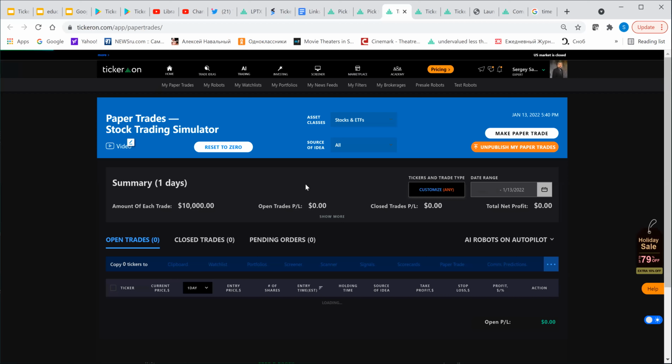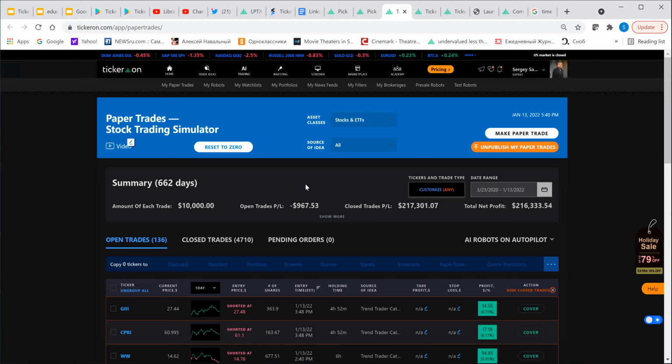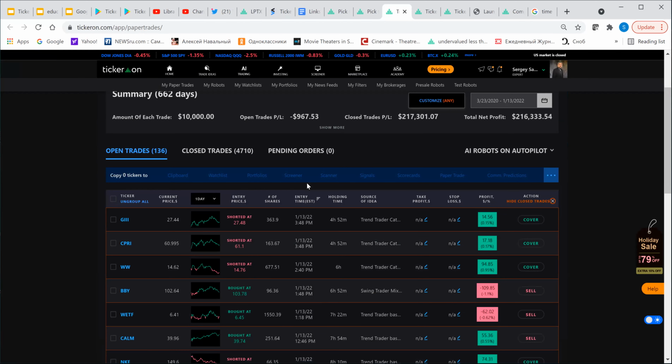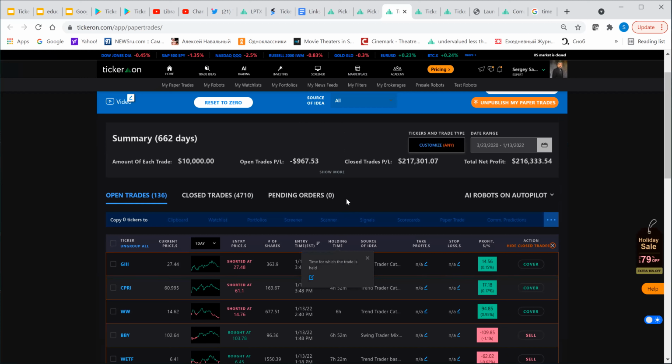Let's see how they do. So this is a simulator of your brokerage account. It's not connected to the real money yet. It's going to be connected actually soon, and that way you're going to be able to make real trades. But right now, for the purposes of simulation, we show you how, let's say, I'm trading. But in fact, robots are trading on my behalf, for about 600 days. On paper, I made like 200,000.